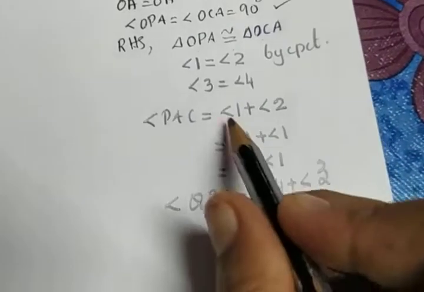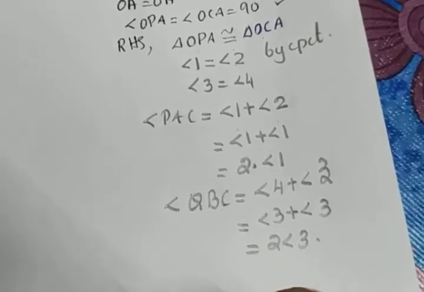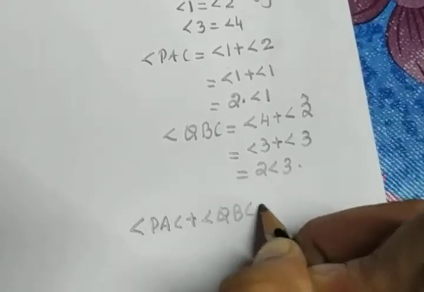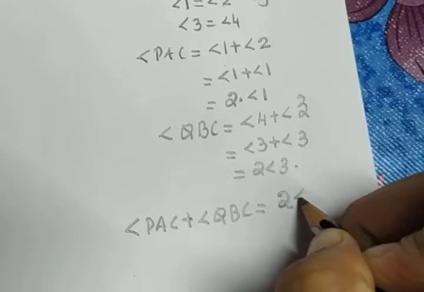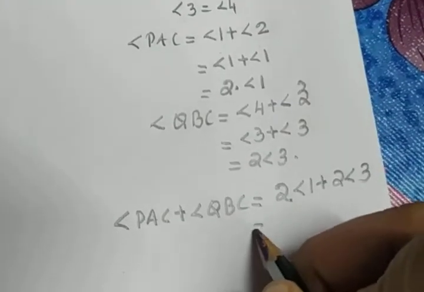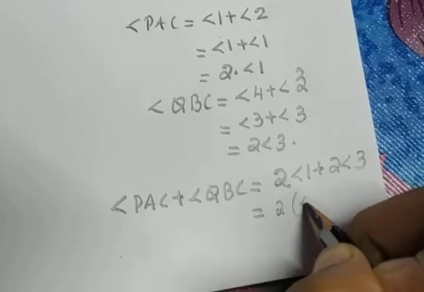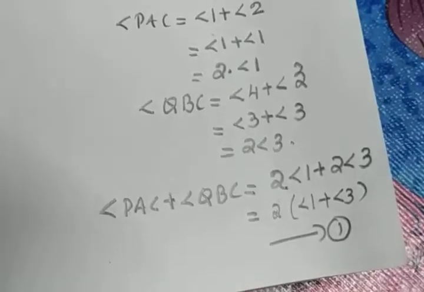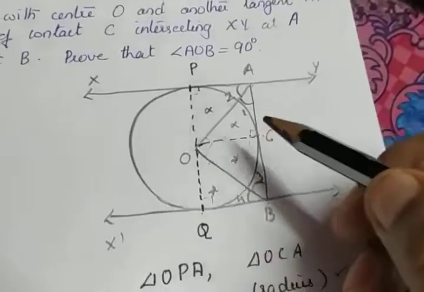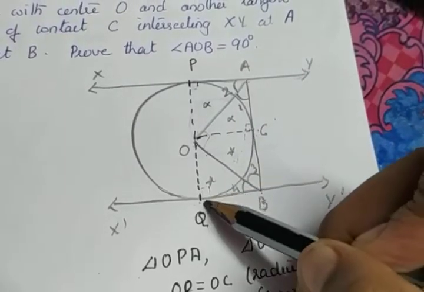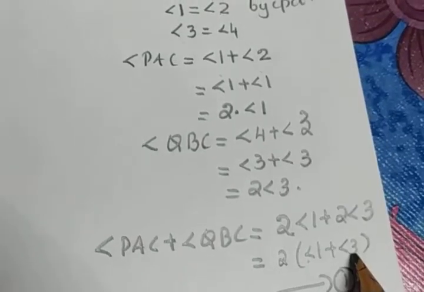Okay. So if I add these two, what I get is angle PAC plus angle QBC is equal to 2 times angle 1 plus 2 times angle 3. So if I take 2 common, 2 into angle 1 plus angle 3. Let that be equation number 1. So what we got is angle PAC plus angle QBC is equal to 2 times angle 1 plus angle 3.